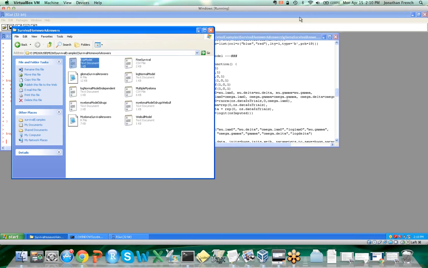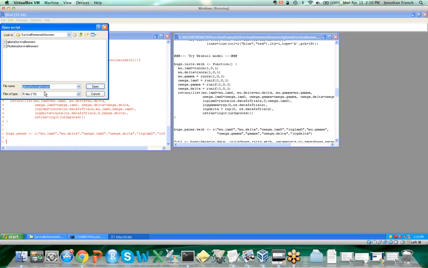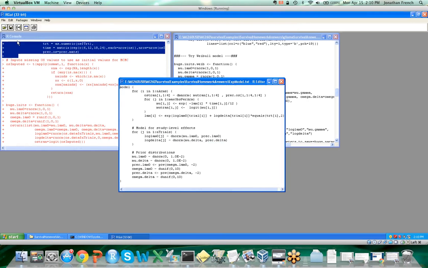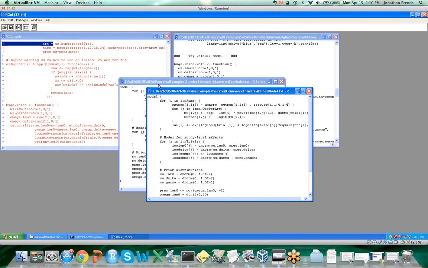Oops, that's right. It doesn't give us a very good view of the files themselves. So let's look at the file here. Here's our exponential model, and here's our WinBUGS model.